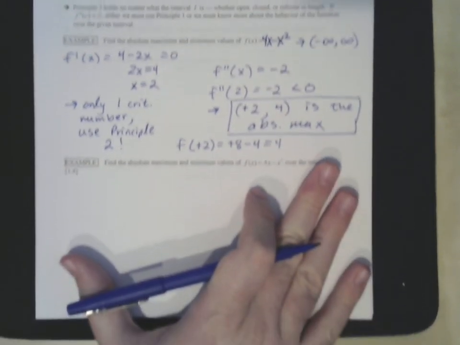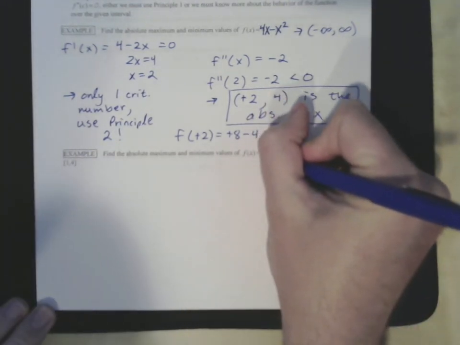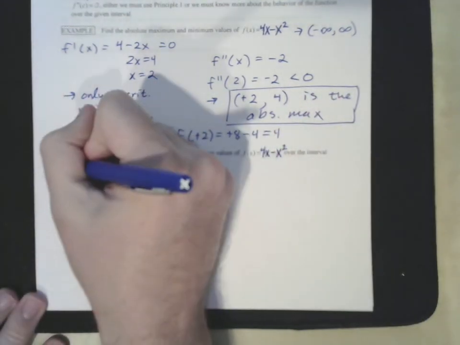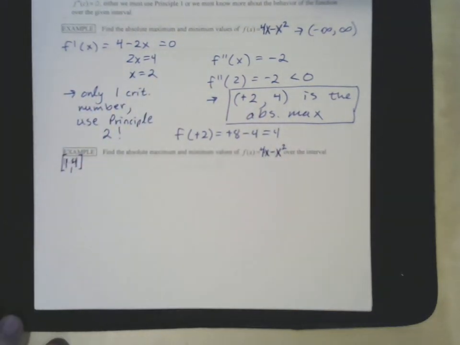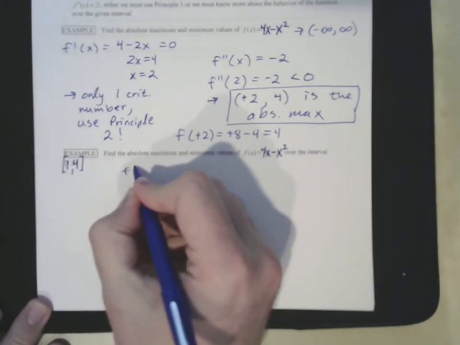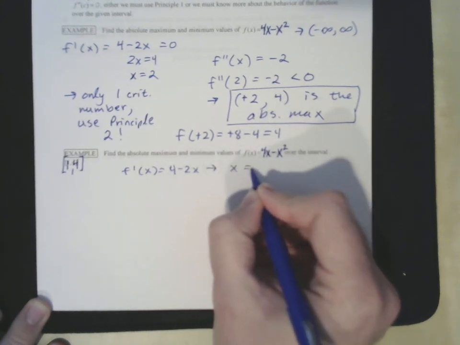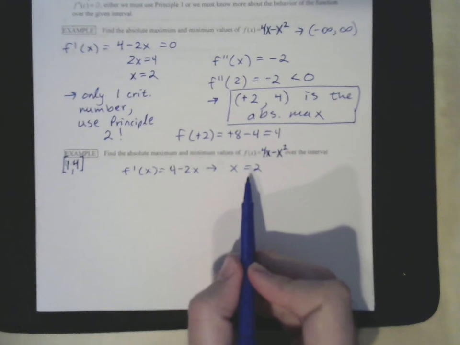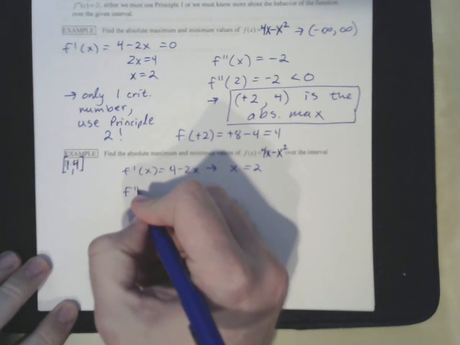So, in our next example, just like we did with principle 1, it's the same function. It's still 4x minus x squared. And our interval changes, though, from 1 to 4. Now we know our derivative, f prime of x, is still 4 minus 2x. That's still going to give us a critical number of 2.